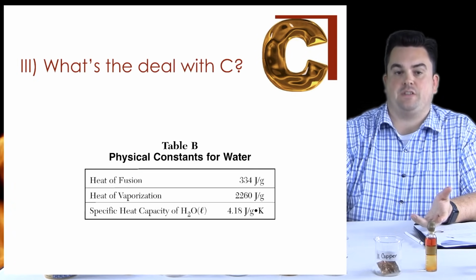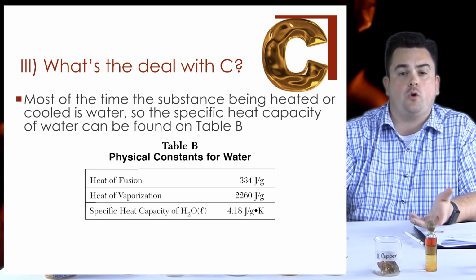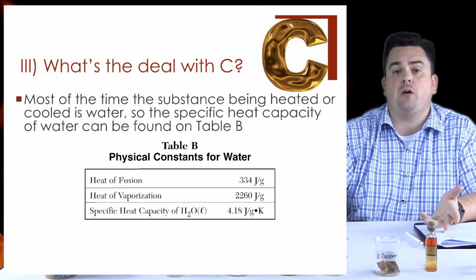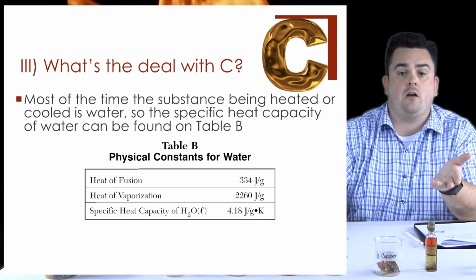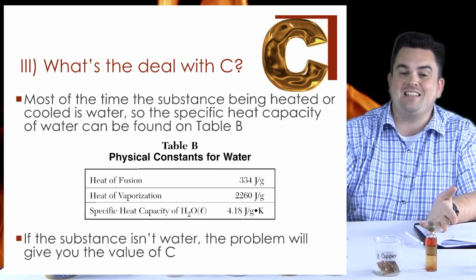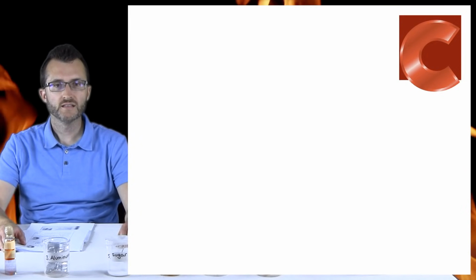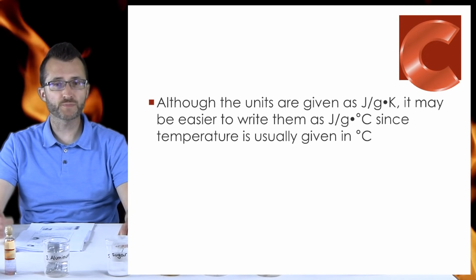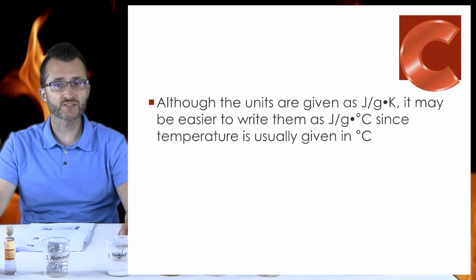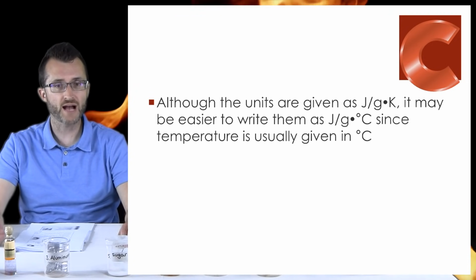What's the deal with C? Most of the time, the substance being heated or cooled is water, so the specific heat capacity of water can be found on Table B. If you look here, it's at the bottom of Table B. If the substance isn't water, the problem will give you the value for C. Although the units are given as joules per gram times Kelvin, it may be easier to write them as joules per gram times degrees Celsius, since temperature is usually given in degrees Celsius in the problem.